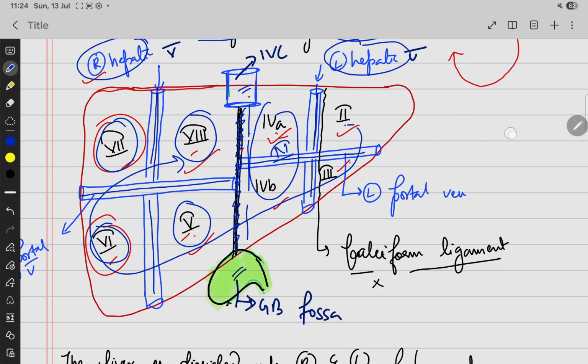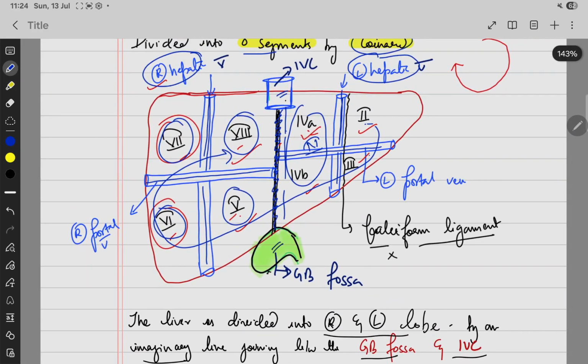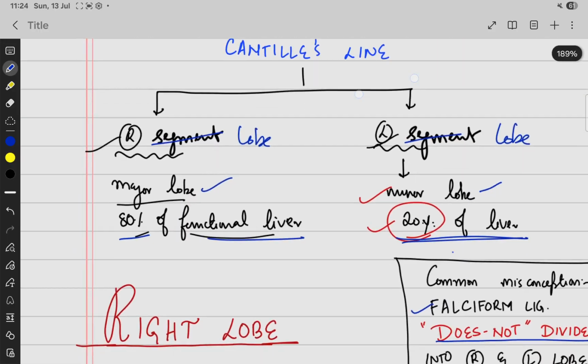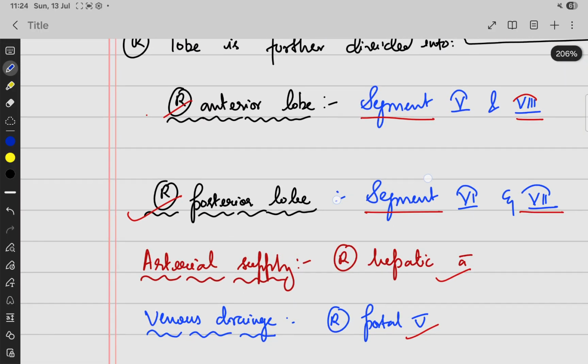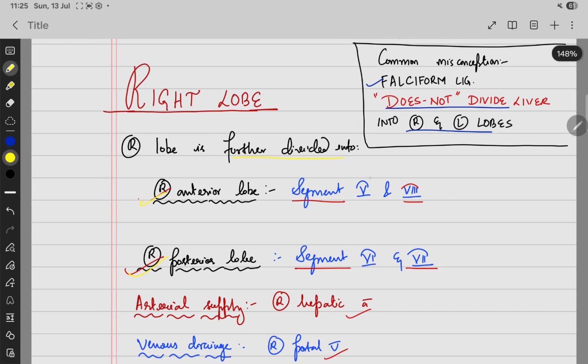Okay, so now we'll see the different lobes and their blood supply and their lymphatic drainage. So the right lobe is further divided into the right anterior lobe and the right posterior lobe. The right anterior lobe is formed by segment 5 and segment 8, while the right posterior lobe is formed by segment 6 and segment 7.